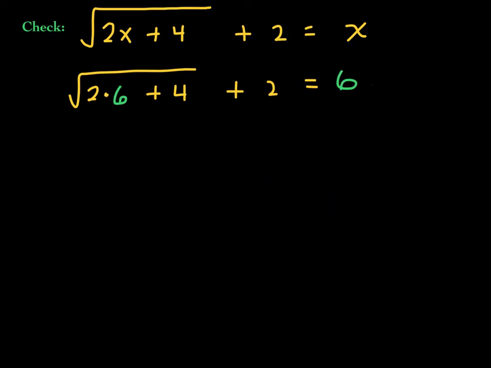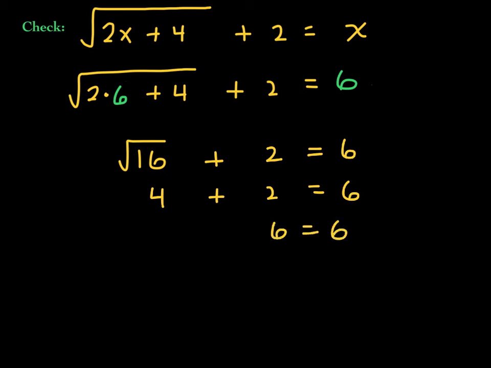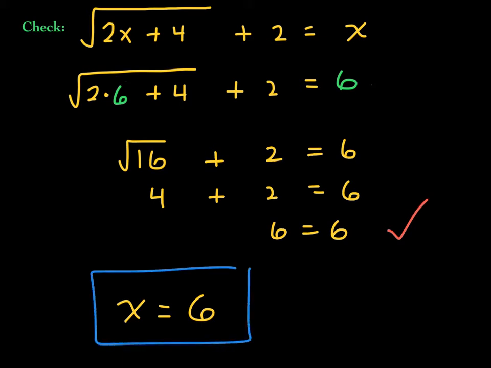Okay, I've plugged in a 6. That gives me the square root of 16, because 2 times 6 is 12, plus 4 is 16. So the square root of 16 and then plus 2 more is supposedly 6. The square root of 16 is 4. So 4 plus 2 is 6. That is true, right? That is true. So then my one and only solution is x equal to positive 6.